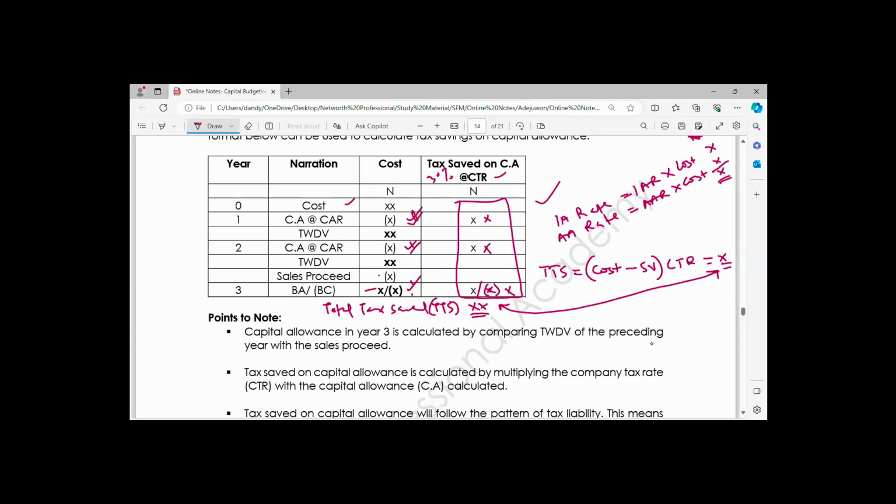Your total tax saved on capital allowance must be equal to the total tax saved that you have using this formula. In a situation whereby your total tax saved on capital allowance is higher than when you use this formula, maybe by 1, all you need to do is to come back to the capital allowance that you have computed and adjust it by 1 so that it will be equal to what you are supposed to claim. So this is what you need to know in the calculation of capital allowance.